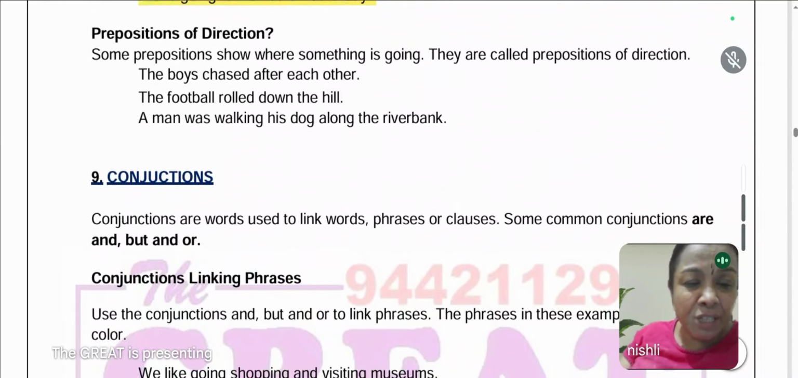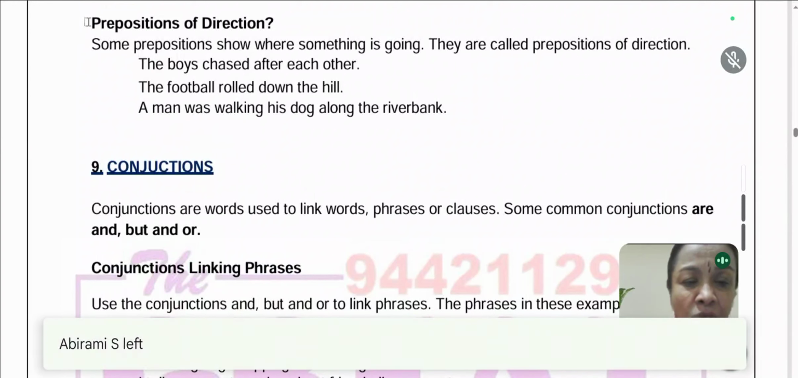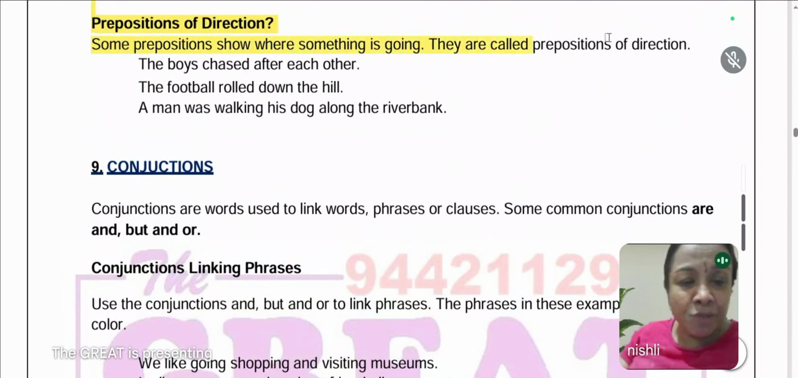Prepositions of direction. Some prepositions show where something is happening or going. They are called prepositions of direction. The boys chased after each other. After is the preposition here. The football rolled down the hill. Down is the preposition here. A man was walking his dog along the river bank. Along is the preposition here.